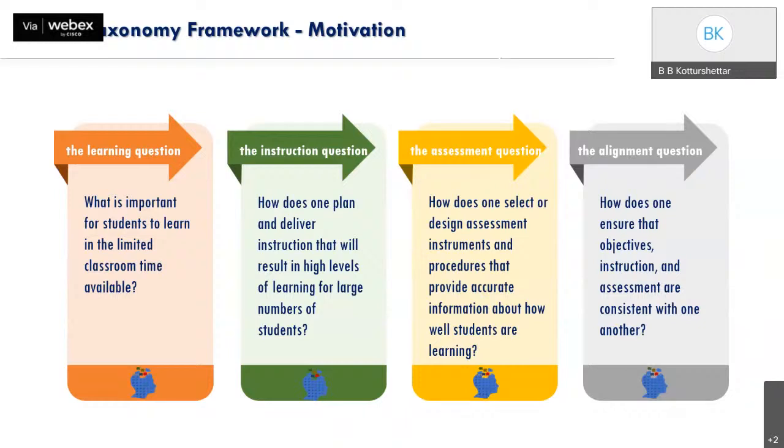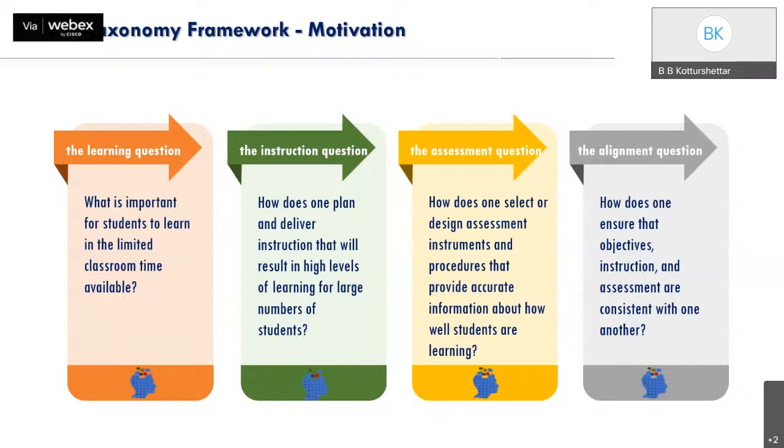What was in the minds of those who were coming up with the taxonomy framework? What motivated Bloom and his associates to come up with the taxonomy the way it is? There were basically four questions they used to ask themselves. The first one is the learning question. It is basically about the objective. What is important for students to learn in the limited classroom time available?